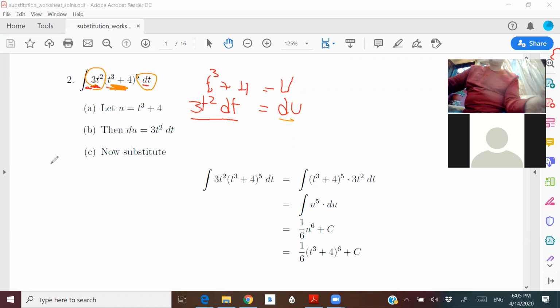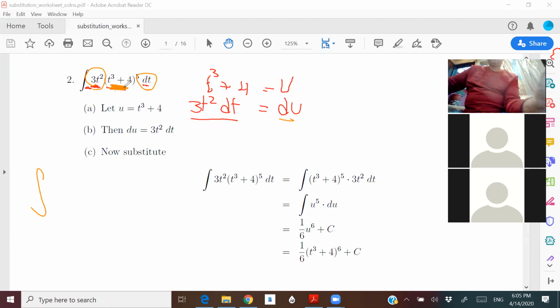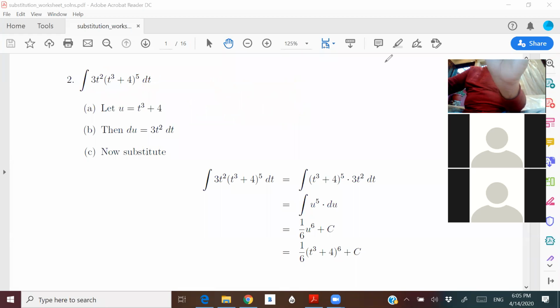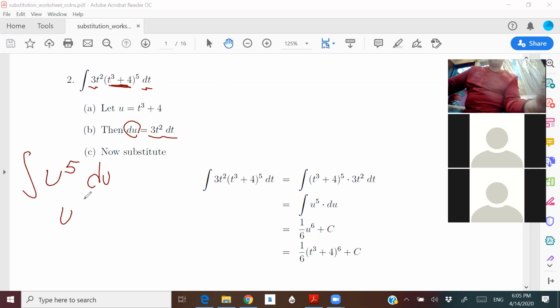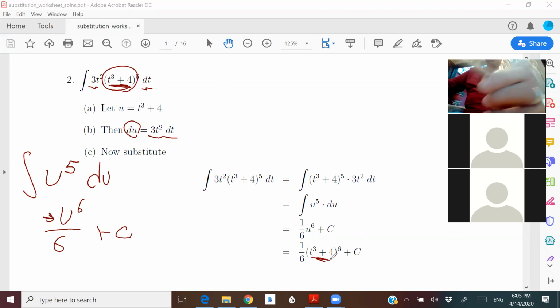Now, (t^3 + 4)^5 means u^5. The 3t^2 dt package I replace by du. So our function becomes u^6 over 6 plus constant. Replace u by t^3 + 4. It means u^6 is (t^3 + 4)^6. Okay?